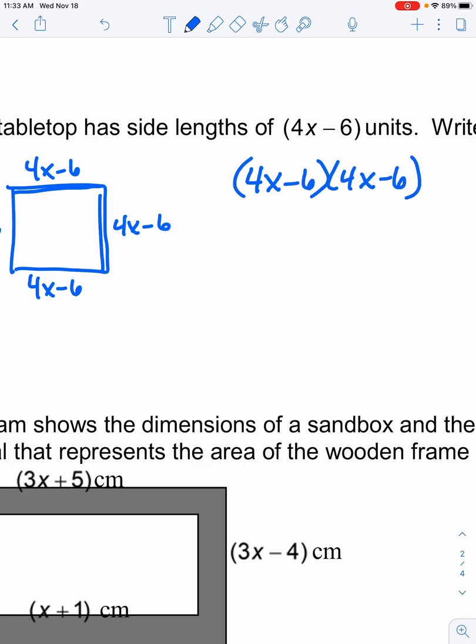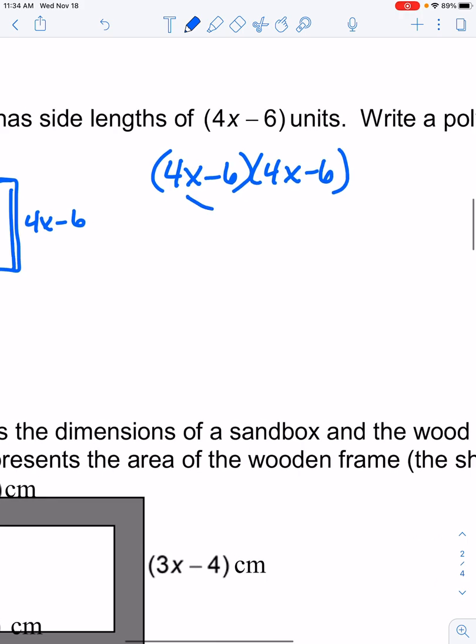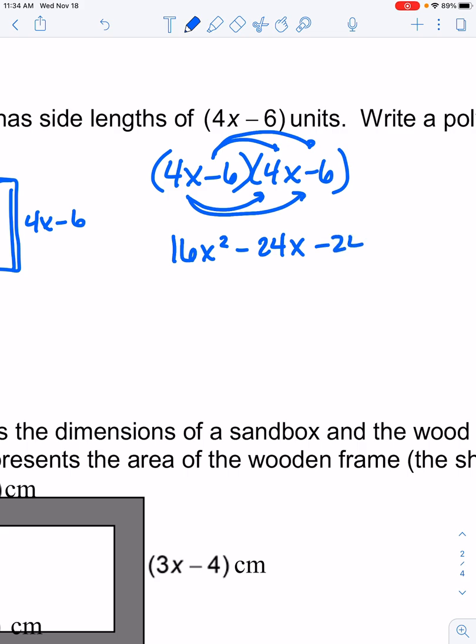Now that I've written it like this, you're probably thinking, oh yeah, I got it. No big deal. Okay? This is just a testament to why you should draw pictures and try not to overthink a word problem. Okay? So we're going to double distribute here. So I've got 16x squared minus 24x. Also double distribute there. Another minus 24x plus 36. So 16x squared minus 48x plus 36.